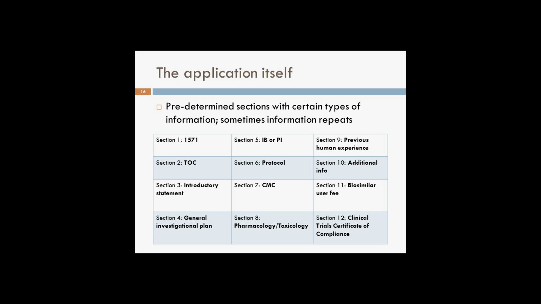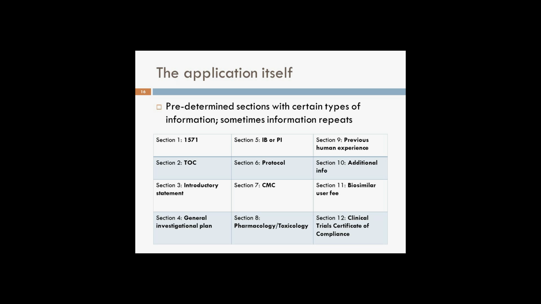So these are the 12 sections. Section 1 is really just a form, the 1571 form, which shows who the sponsor is. Then they have a separate section for the table of contents, which, once you get into applications this big, you can imagine is actually several pages long. Then there's an introductory statement that gives an overview: this is the molecular structure of the drug, we want to give it 2 times a day orally, and we're going to enroll 24 patients in year 1. So it's typically only 1 or 2 pages.